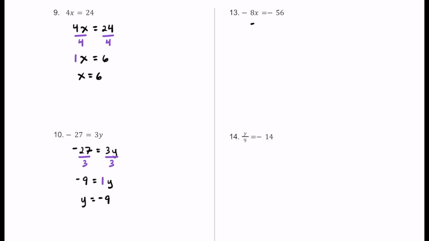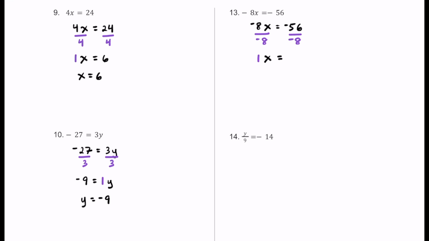For 13, we have this negative 8x equals negative 56. Remember, that just means negative 8 times something equals negative 56. So our goal is to get 1x. So we can get rid of this negative 8 by dividing by negative 8, right? Anything divided by itself will equal 1. So negative 8 divided by negative 8 is just going to be positive 1. So it's going to be positive 1x.